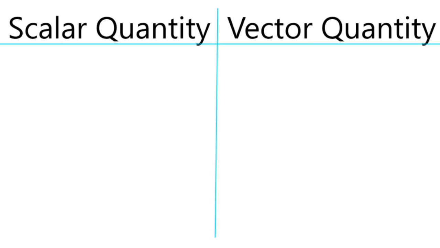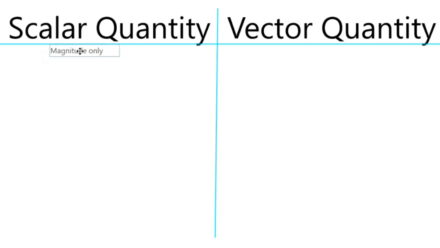Today I'm going to teach you about the difference between scalar quantity and vector quantity. So what is the difference between scalar quantity and vector quantity? First of all, what we're going to do is distinguish it. A scalar quantity has only a magnitude.